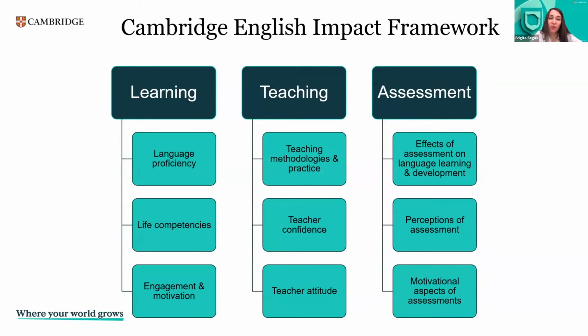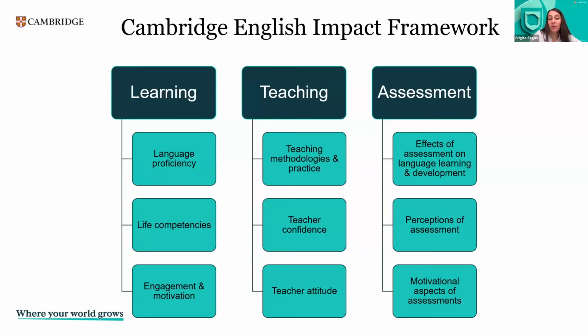And our approach to impact evaluation is underpinned by the Cambridge English Impact Framework. It is available on our website if you're interested. And we try to keep it very simple. We structured it along the 3 domains, which are learning, teaching, and assessment. And here I have the examples of some of the things that we are focusing on in our framework. So some of the things that we look at when we evaluate impact.